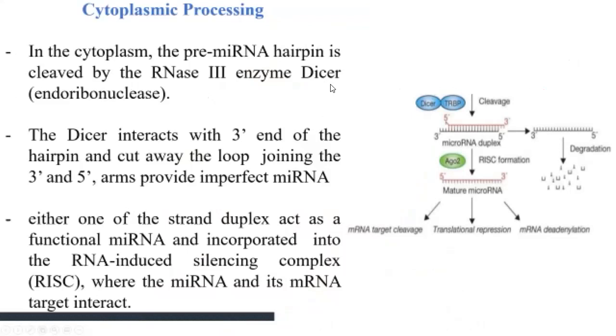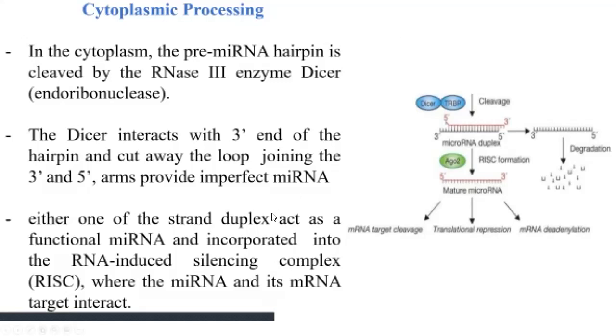In the cytoplasm, the pre-microRNA hairpin is cleaved by an RNase III enzyme, which is called Dicer. It is also called an endoribonuclease. This Dicer interacts with the 3' end of the hairpin and cuts away the loop joining the 3' and 5' arms. And then these arms provide an imperfect microRNA duplex. And you have two strands.